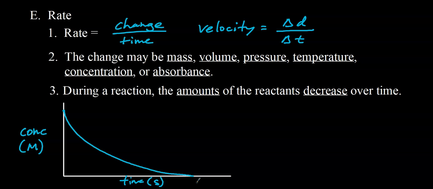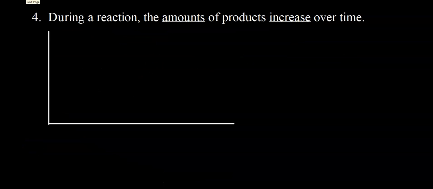Okay. How about the products in a chemical reaction? So during a chemical reaction, the amounts, so masses, moles, concentration, the amounts of the products will increase. You start with none, and after the reaction, you have some. So again, let's take a look at a graph of, say, the concentration of some product over time. And again, this could be seconds, minutes, if it's a really slow reaction, hours. We'll just go with seconds here.